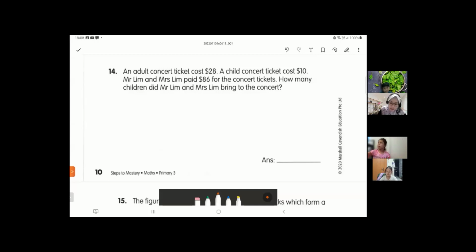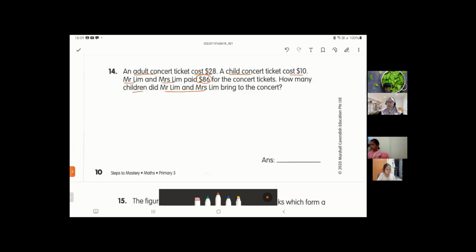An adult concert ticket costs $28. A child concert ticket costs $10. Mr. Lim and Mrs. Lim paid $86 for the concert tickets. How many children did Mr. and Mrs. Lim bring to the concert? So I want to know the number of children they brought along.